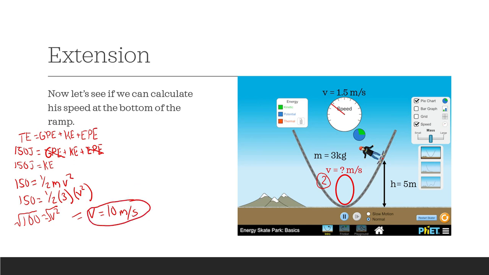So there you go. Using our total energy and that conservation of energy rule, we were able to calculate our energy at this bottom point to be the same as at our first point, and that gives us a velocity of 10 meters per second.